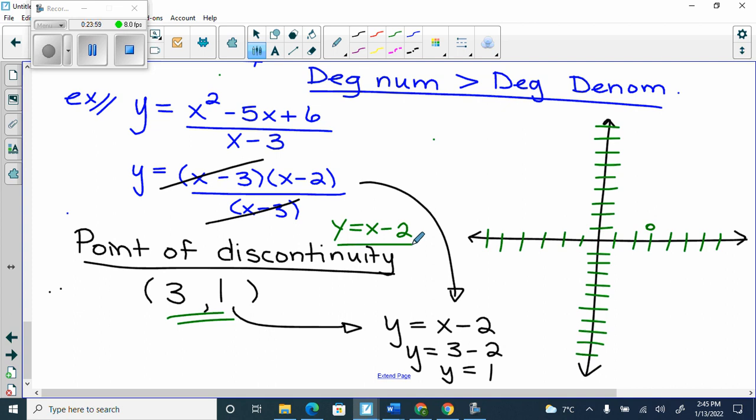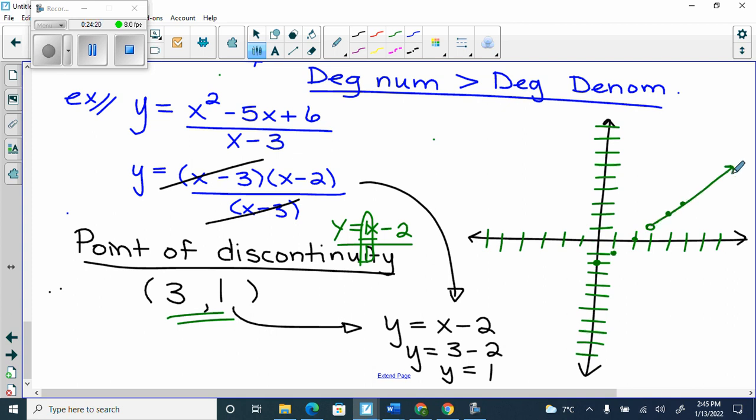So how do I sketch the graph y equals x minus 2? My y-intercept is negative 2, and then my slope is up 1 over 1. Up 1 over 1, up 1 over 1. Can't go to that dot though, right? Up 1 over 1.